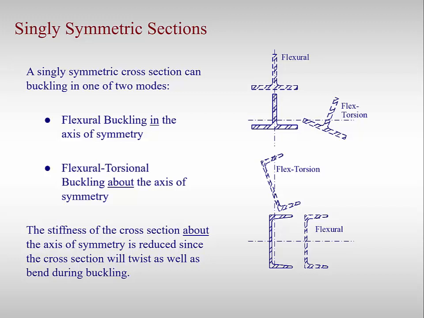It is very important to note that flexural buckling will not occur about the plane of symmetry. If you calculate the flexural buckling strength about the axis of symmetry, which you can do, it will overestimate the design strength, which is obviously not good. The fact that the cross-section can twist as it bends out means the cross-section is less stiff, hence results in a lower buckling load. Therefore, flexural buckling does not exist about the axis of symmetry.